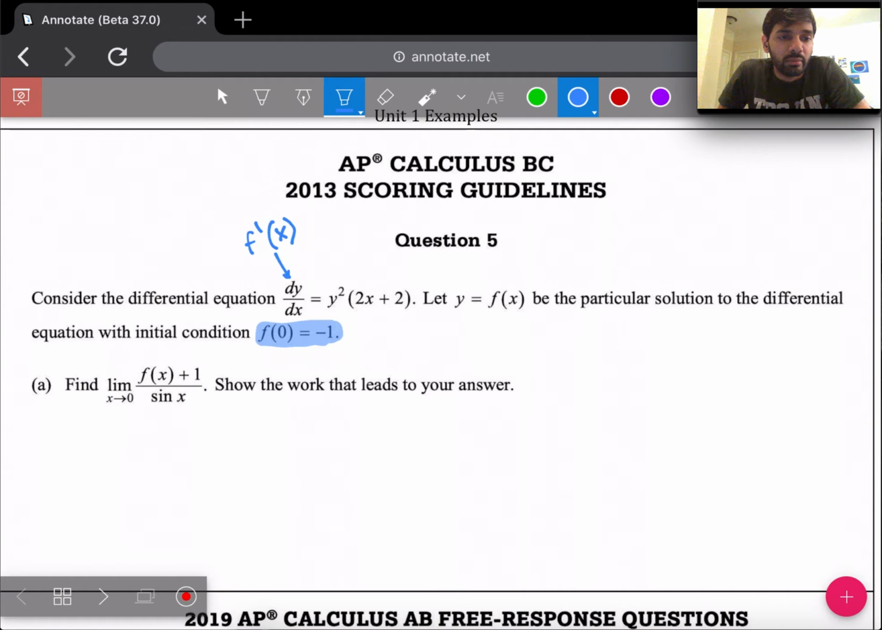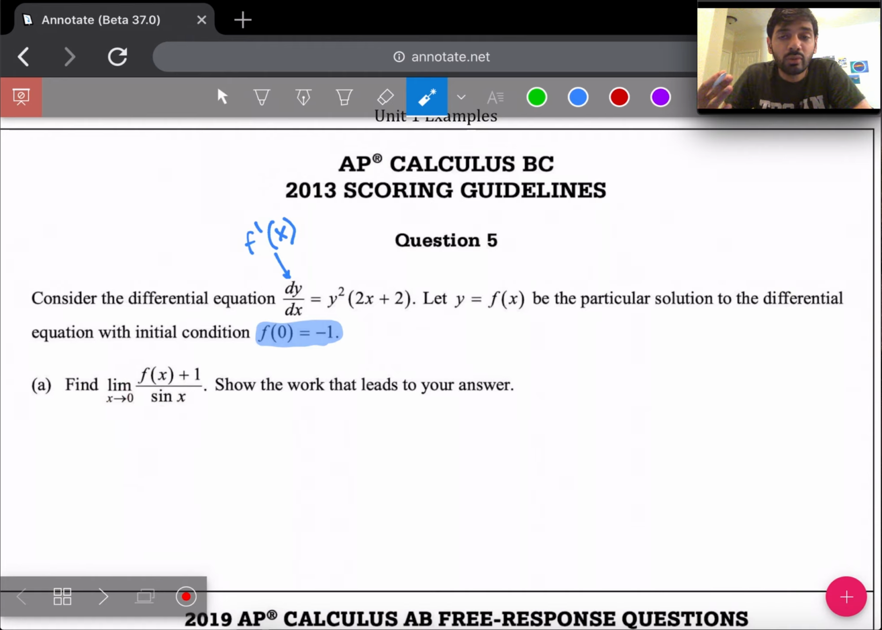Now, in this first problem, when we're solving this limit, our first step is always to try to plug in a 0. So if I just think to myself in my head, if I plug in a 0 in for x, f of 0 is negative 1. Negative 1 plus 1 is 0. So I know the numerator is 0. When I plug in 0 to the denominator, sine of 0 is also 0. So I get a 0 over 0, indeterminate form. This is a L'Hopital's rule problem.